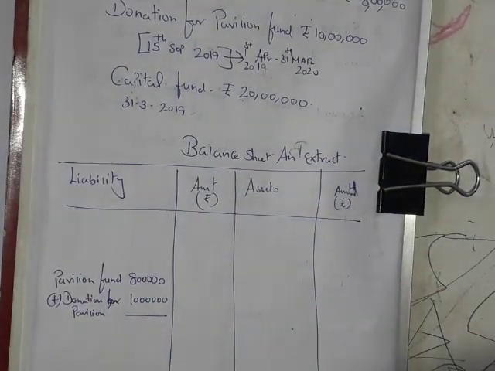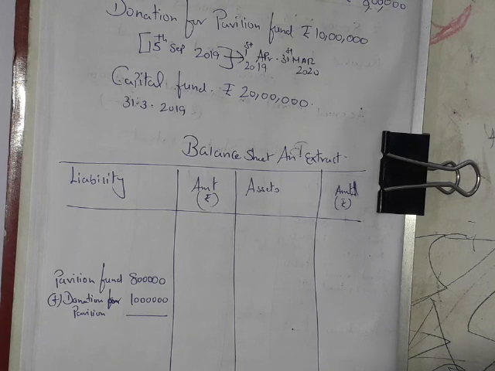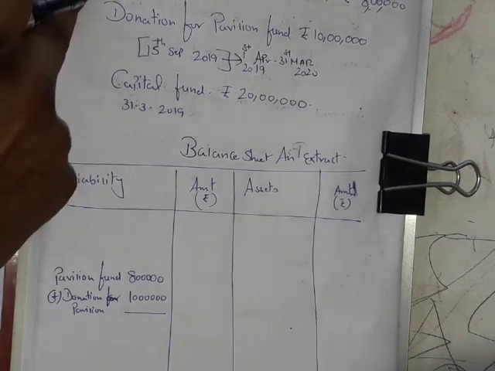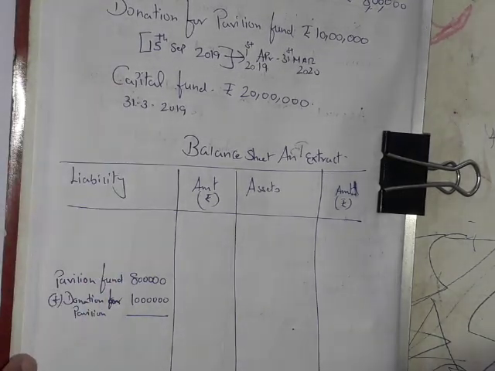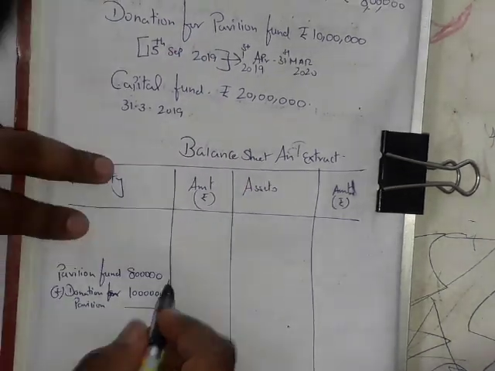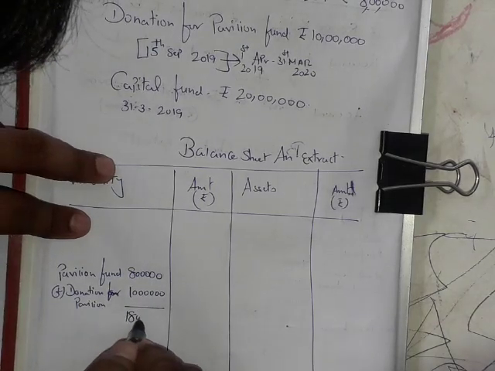So we are preparing it for the financial year ending 31st of March 2020. So I have taken this 8 lakh as my opening balance, to which I have added the donation of rupees 10 lakh that I received for that particular specific fund, the pavilion. That gives me an amount of rupees 18 lakhs.